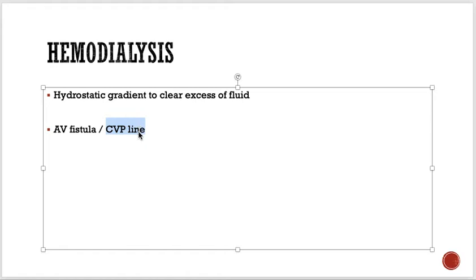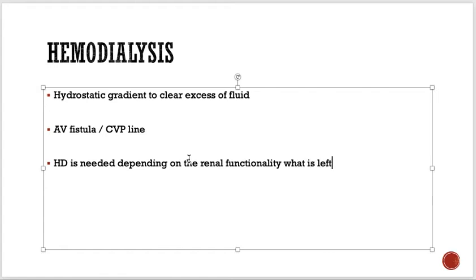And I told you how much hemodialysis is needed. Hemodialysis is needed depending on the renal functionality, what is left. But on average, you can say it is 3 times per week. Usually, it is 3 times per week.